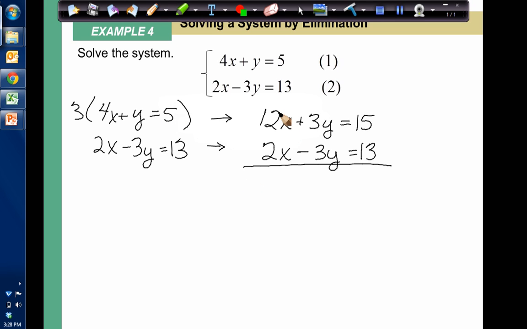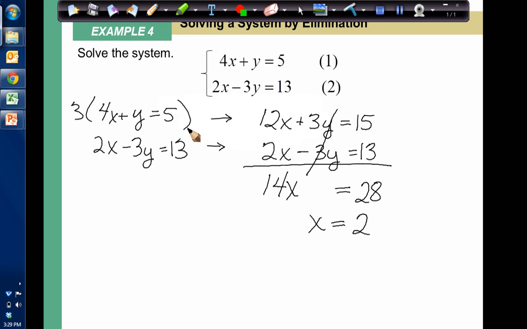Then we're going to add, and what will happen is that the 3y and the negative 3y will cancel each other out, and the y's will be eliminated. So we'll have 14x, 0y, which is nothing, and then 15 plus 13 is 28. So we have the equation 14x equals 28, which is very convenient for us. There's only x's. We can solve by dividing both sides by 14, so we know that x equals 2. See how fast elimination can be when you choose very carefully how to multiply your equations.